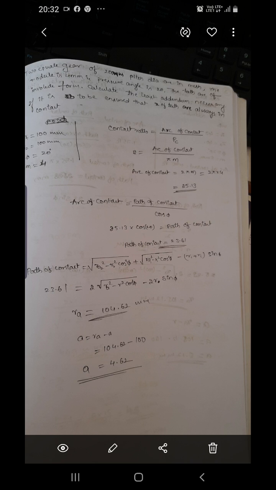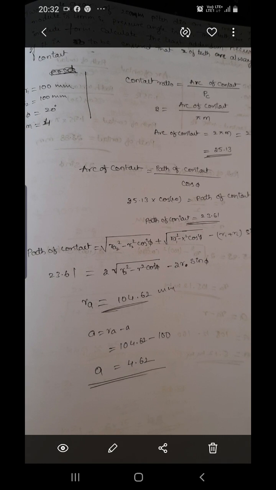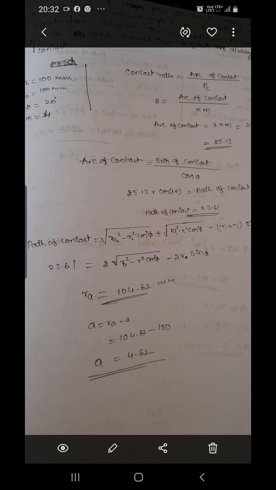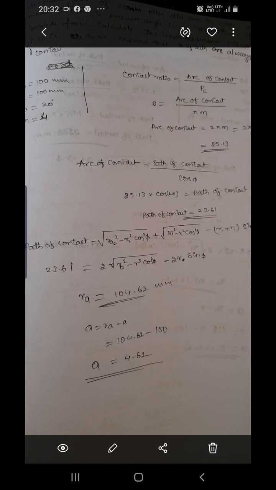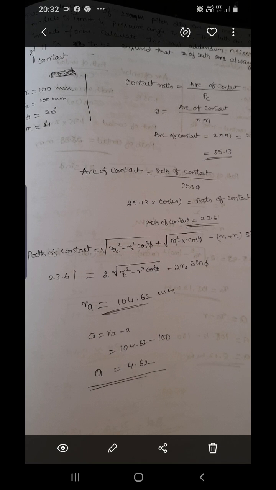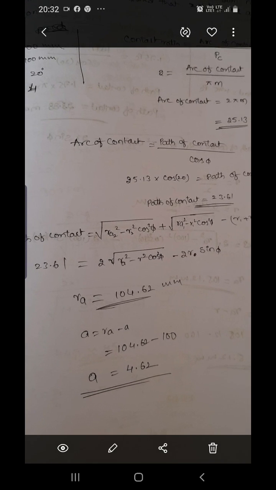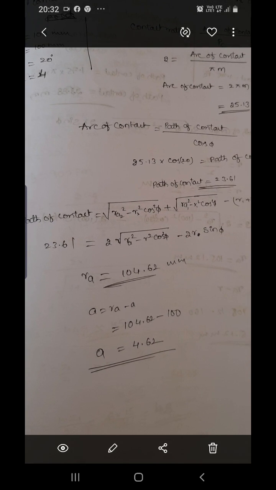Here, both the driver and the driven, gear 1 and gear 2, have the same size, so the formula changes. Path of contact is equal to 2 root of RA square minus R square cos square phi, minus 2 R sin phi. We know the path of contact is 23.61. Substitute that value. The R value is 100, and the pressure angle is 20 degree. In the complete equation, RA is the only unknown. With some simple mathematics, you will find RA is equal to 104.62 millimeter.